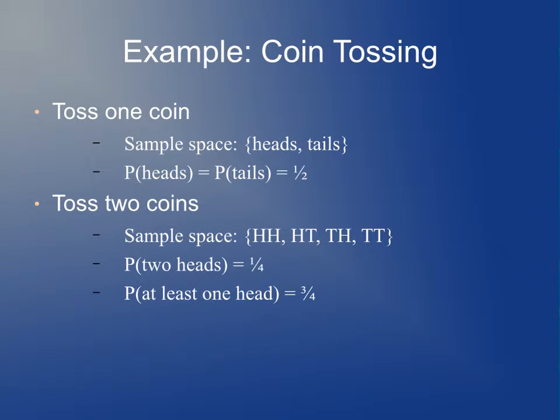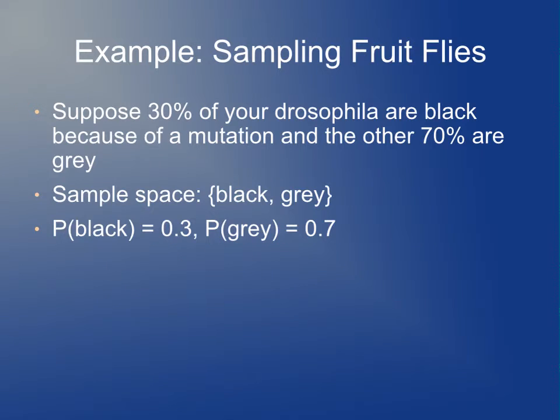So for example, to find the probability of 2 heads, there's one possible element of the sample space that consists of 2 heads, and 4 total elements in the sample space. The probability in this case would be 1 out of 4. And if you wanted to calculate the probability of at least one head, there are 3 elements of the sample space that have at least one head. There's heads, heads, heads, tails, and tails, heads. So the probability of at least one head would be 3 divided by 4.